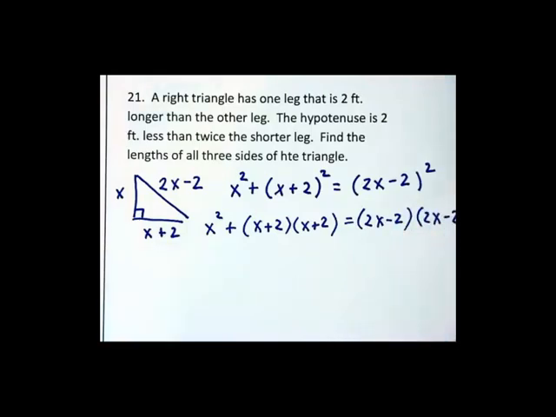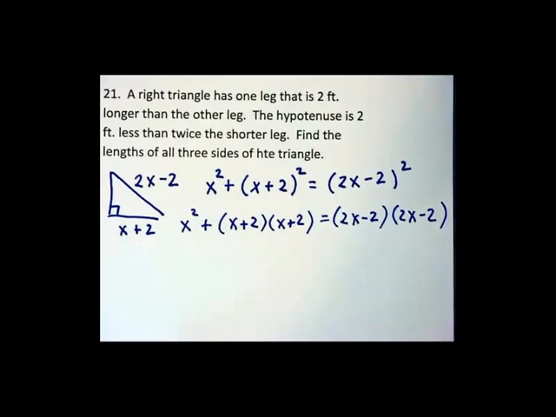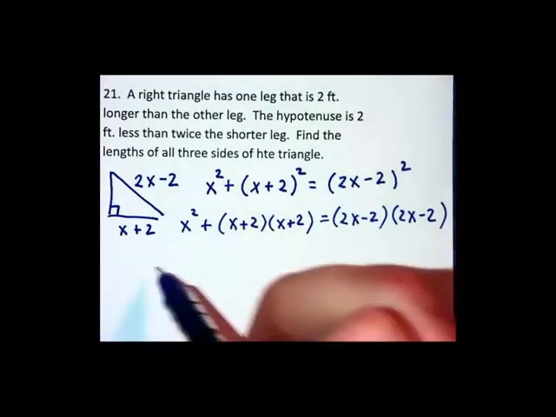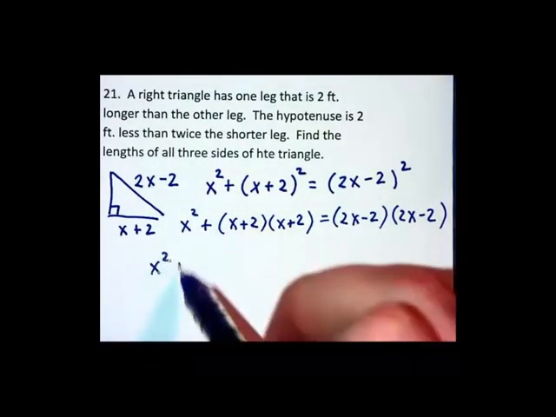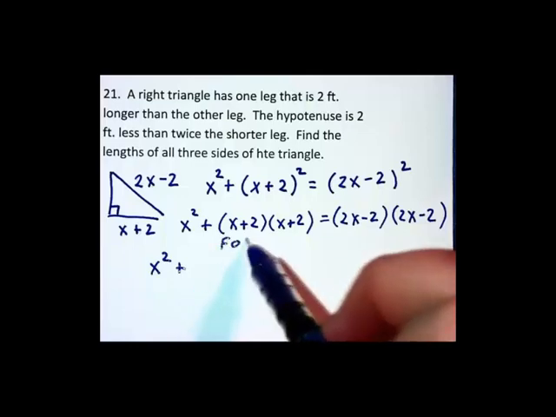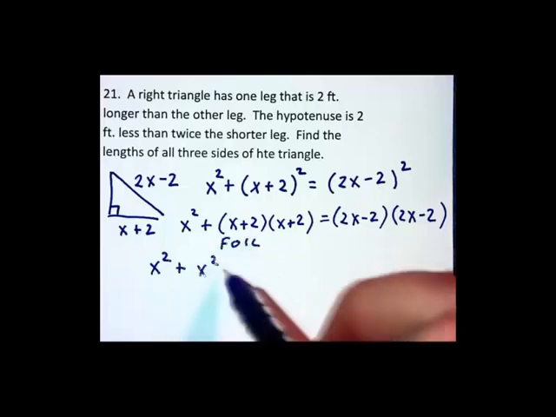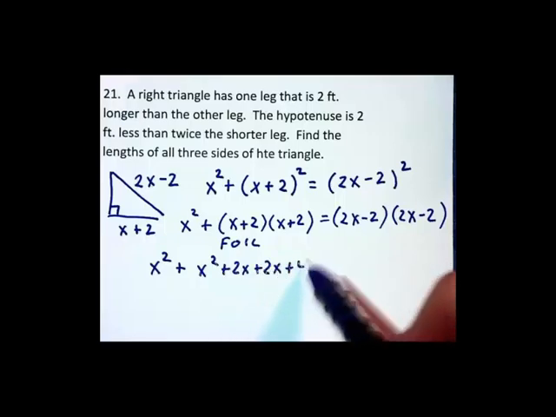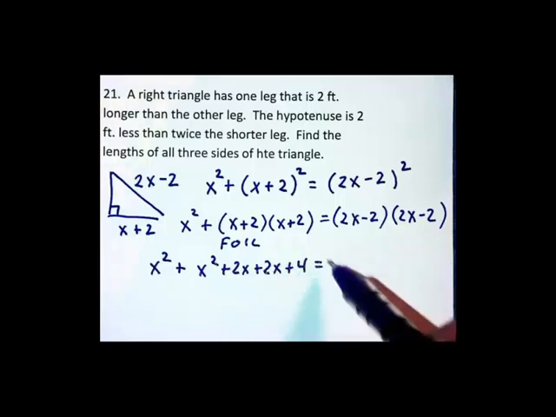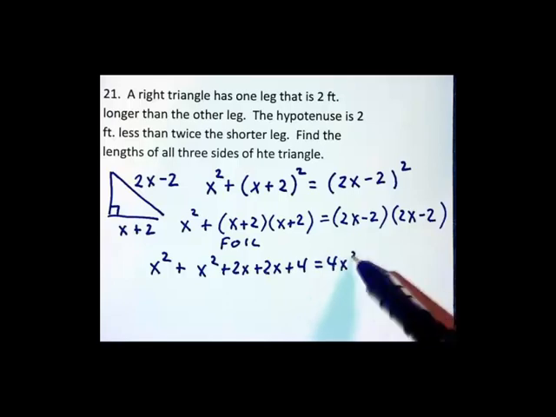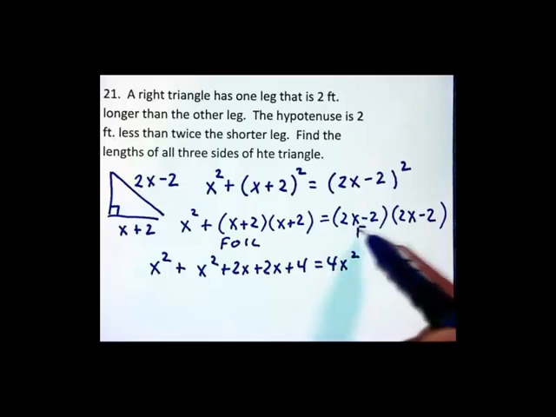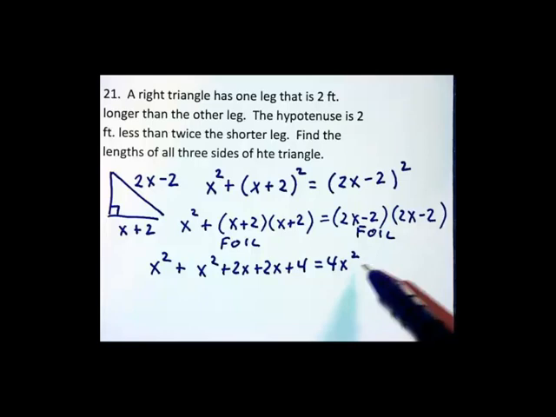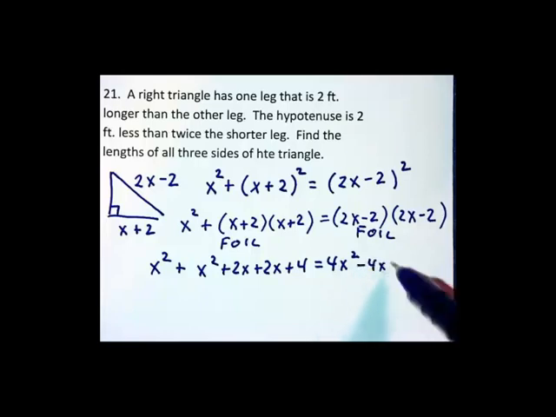Have I gone off the screen? There we go. Okay, we have x squared plus FOIL time, x squared outer plus 2x, inner plus 2x, last plus 4, equals 4x squared. That's our first. Maybe I should write the word FOIL there. We're going to have minus 4x, minus 4x, and plus 4 on that side also.